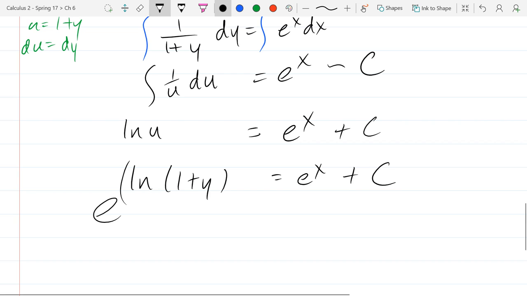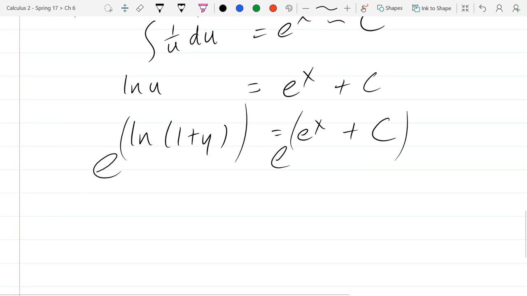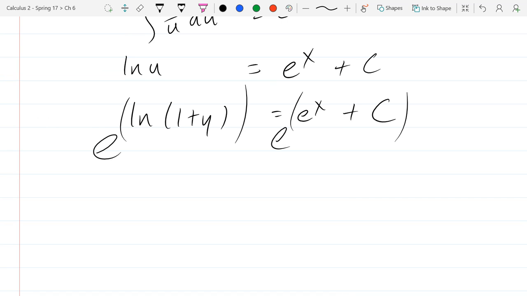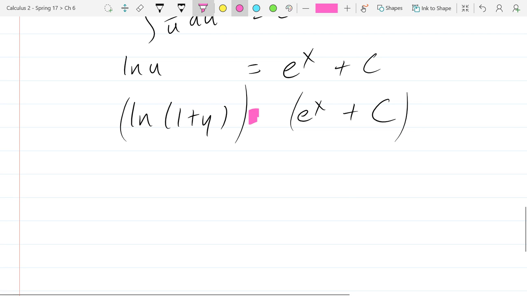Another way to write it, I don't know how to say it other than take the natural log inverse of both sides. That's another way to write natural log inverse right there, e to that stuff. However, I like to write and say natural log inverse. That works much better for me.